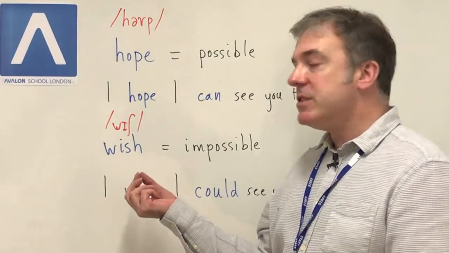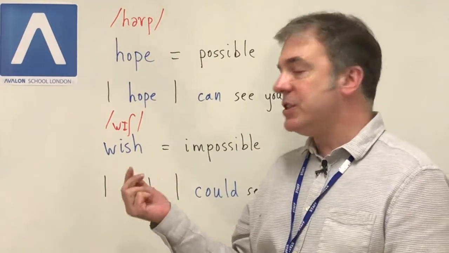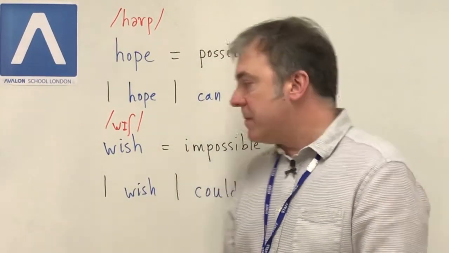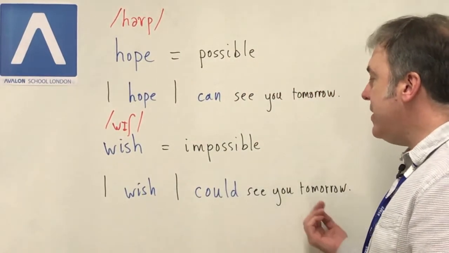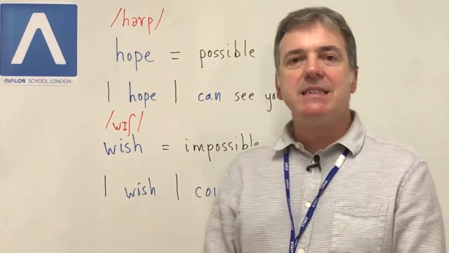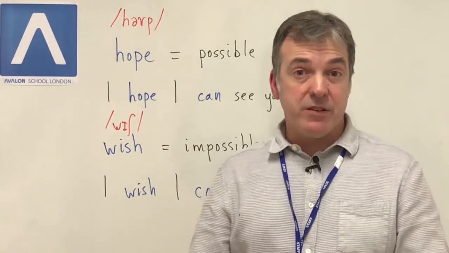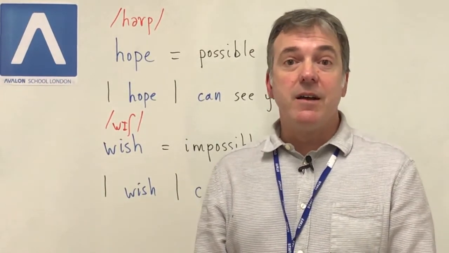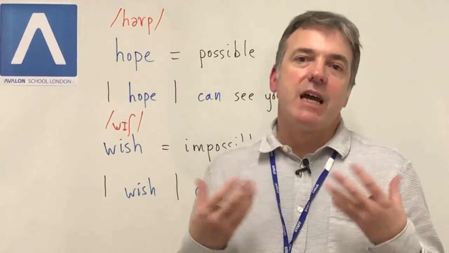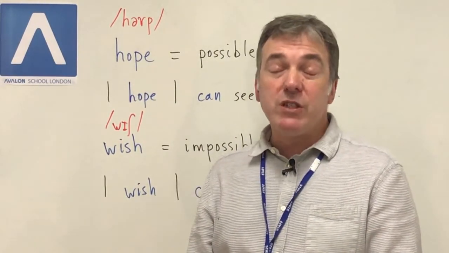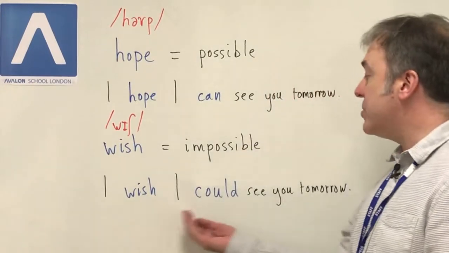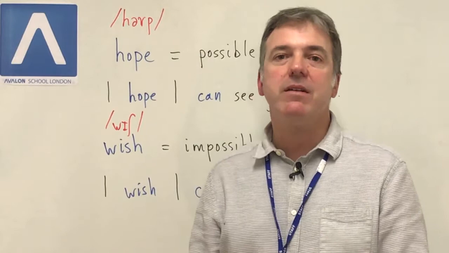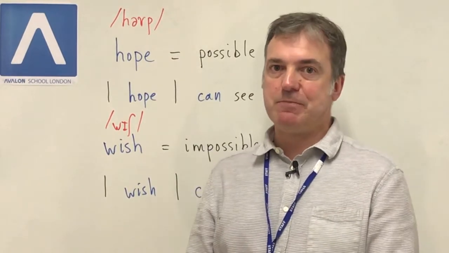However, if we use the word wish, it means it's impossible. So if I say to you, I wish I could see you tomorrow, it means that I won't be seeing you tomorrow. Maybe I have to do something else. Maybe you're busy, but it would be something that I would prefer. I wish I could see you tomorrow. I can't, but I would be happier if I could see you tomorrow.